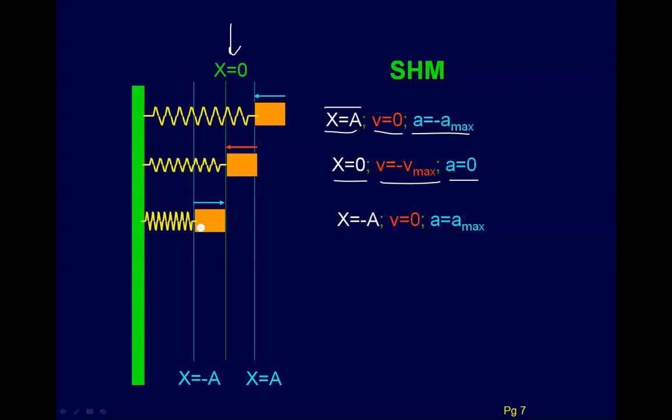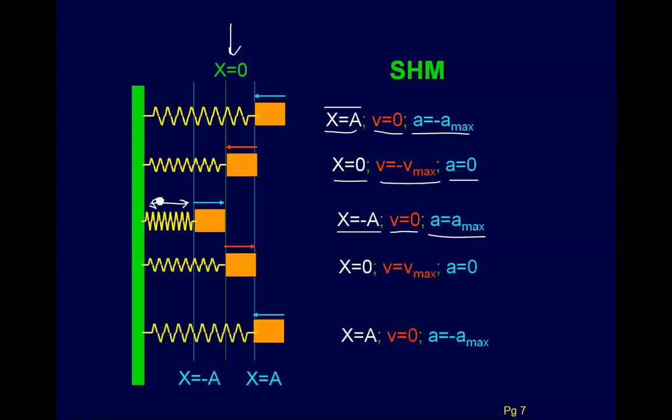And we notice this trend. If we keep going to the point where the block slides into the negative direction, okay, when it stops, its position will be negative A. That's the greatest displacement it has from the 0 point. The velocity will be 0 because it's turning around at that moment, and our acceleration will be maximum, again because the displacement of the spring over here is the greatest.